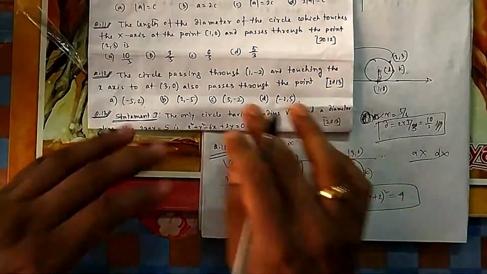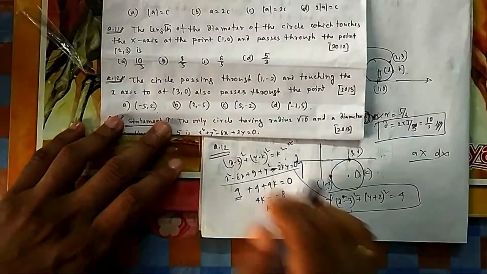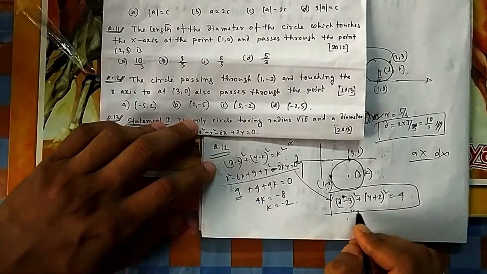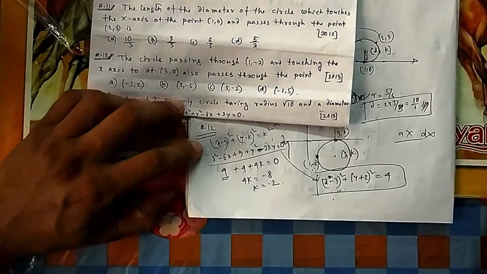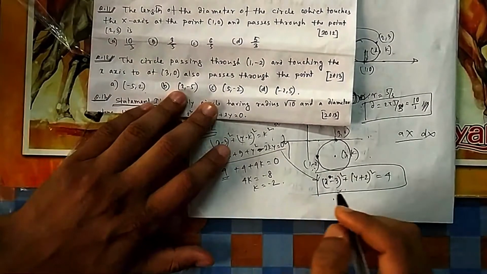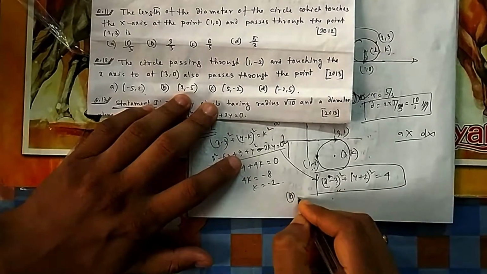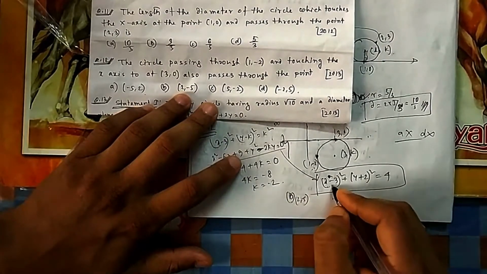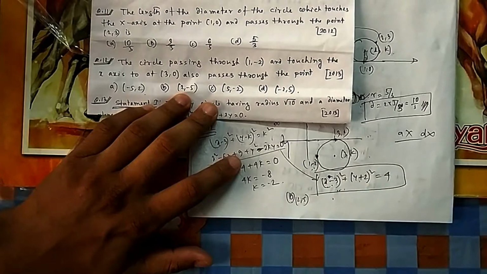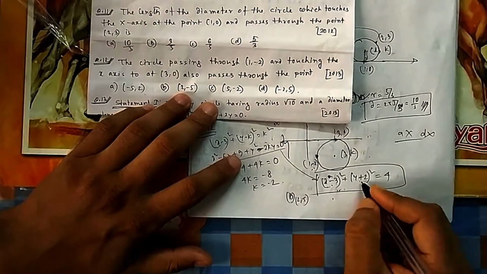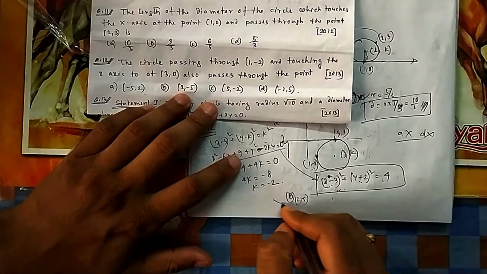Okay, forget it. Now how to check? You put the points here; the point which satisfies the equation will be the answer. Suppose I try option B, 2, minus 5. If I put it, this is 1 and this is 3, so 9 plus 1 is 10. So it is not 10. So obviously B will not be the answer.